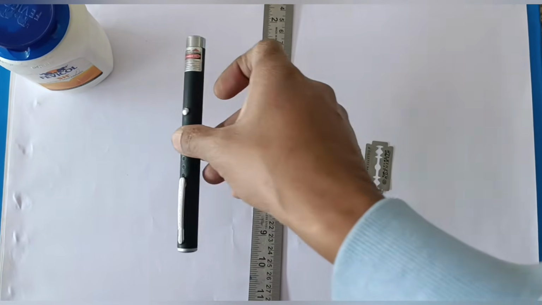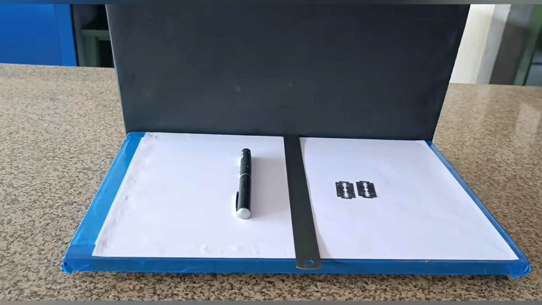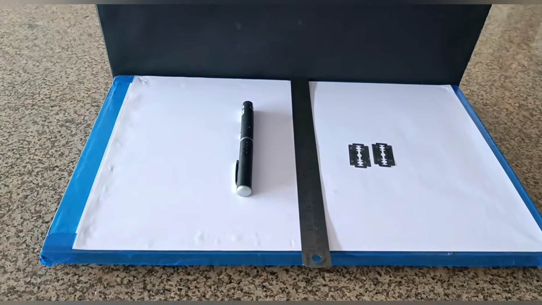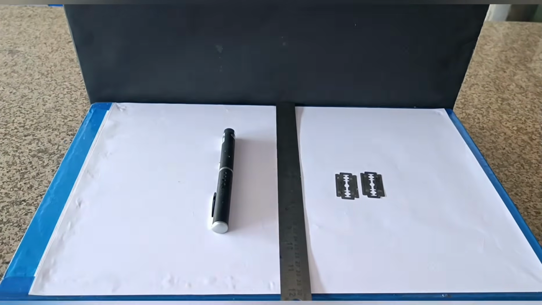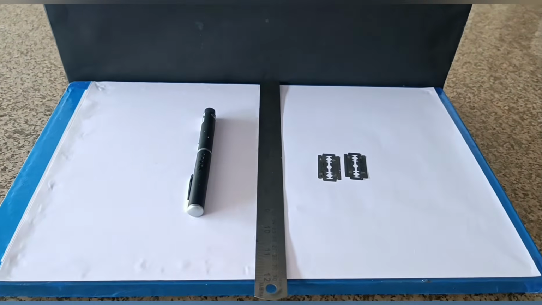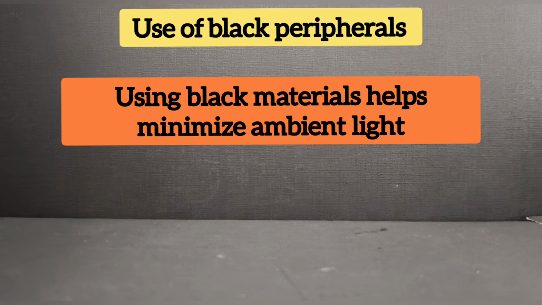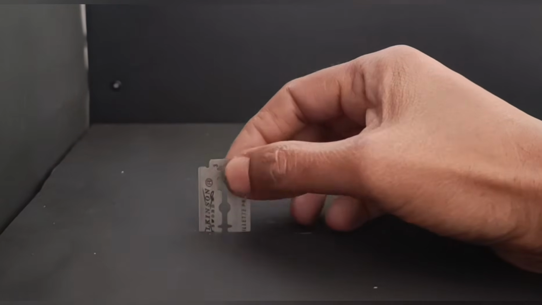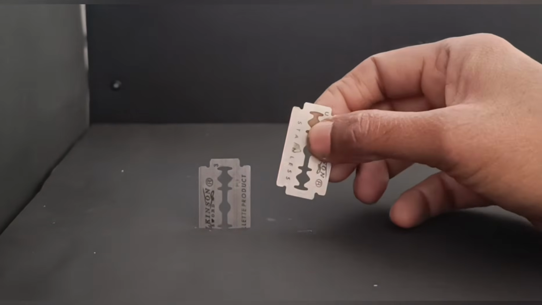I have also used two razor blades, a wooden plank, thermocol and a screen. The surrounding area and the screen have been darkened using black chart paper to make the diffraction pattern clearly visible. So here I have made use of black chart paper, and these are the razor blades which I will fix on the thermocol. These two razor blades are fixed vertically on the thermocol sheet in such a way that they are very close to each other, forming a narrow slit.